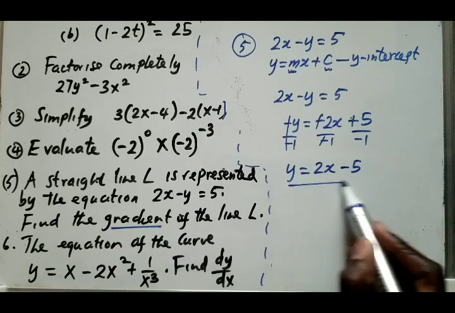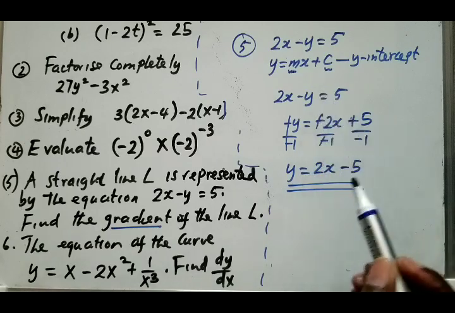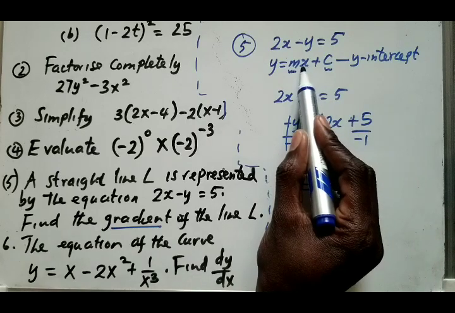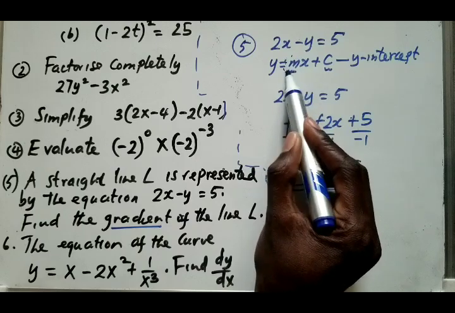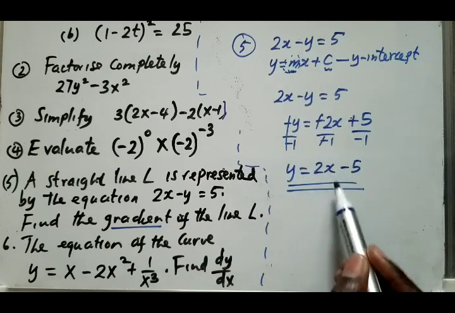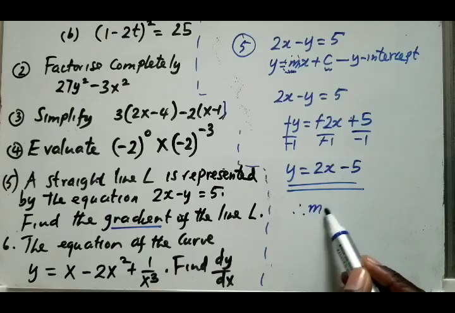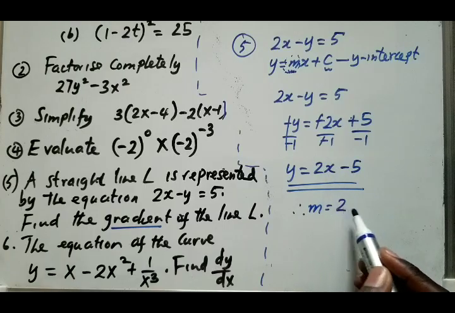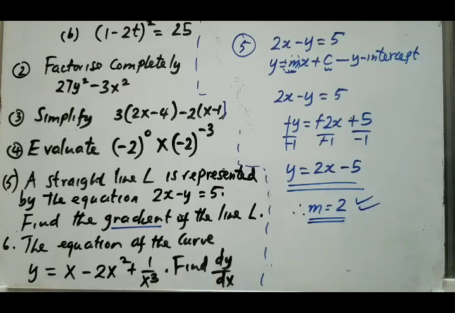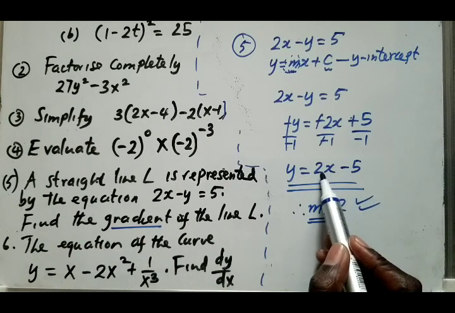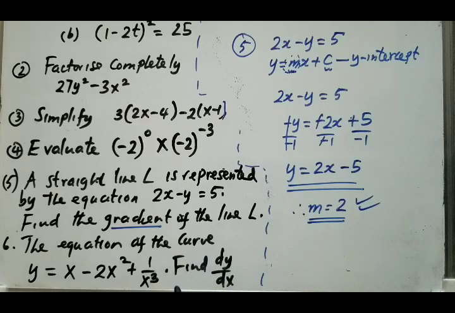So when you write it in this form, then the number in front of x, that's the gradient. So what's the gradient from there? What's the gradient m there? The number in front of x, it's 2. Yes, then it means that you have identified what your gradient is. So just make y the subject of the formula and identify the number in front of x that represents your gradient. That's what we mean.